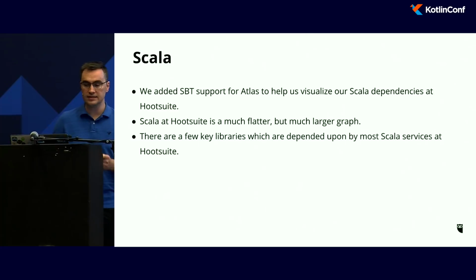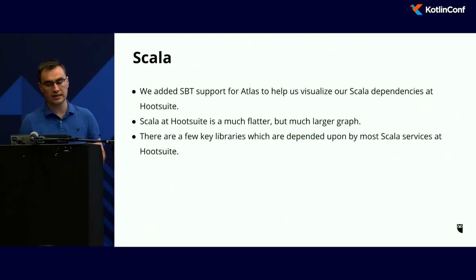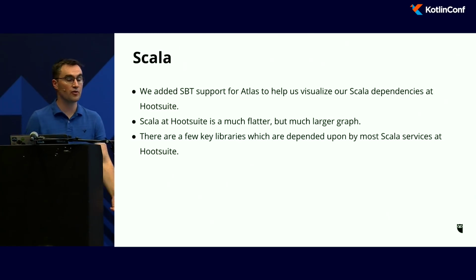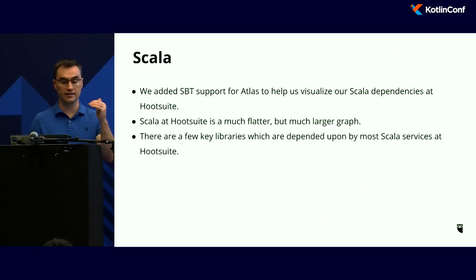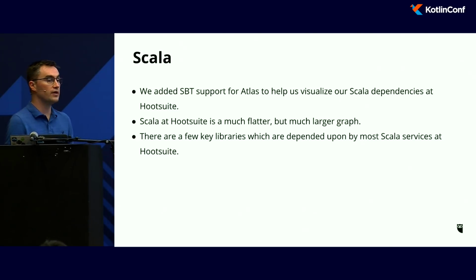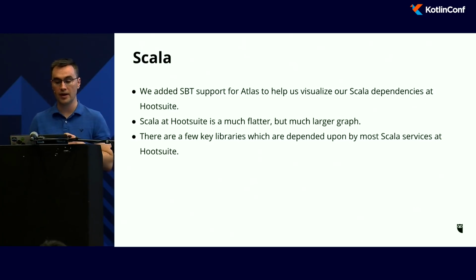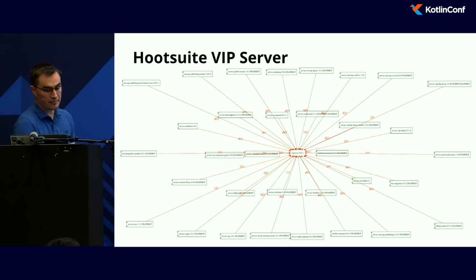We added SBT support for Atlas to help us visualize Scala dependencies at Hootsuite. This is a project that we undertook as a hackathon. Scala at Hootsuite is much flatter, i.e. we don't have as many nested levels of hierarchy, but it's a much larger graph. There are a few key Scala libraries depended upon by most of our Scala services at Hootsuite. We have a VIP Server library, and it powers many of our legacy services.